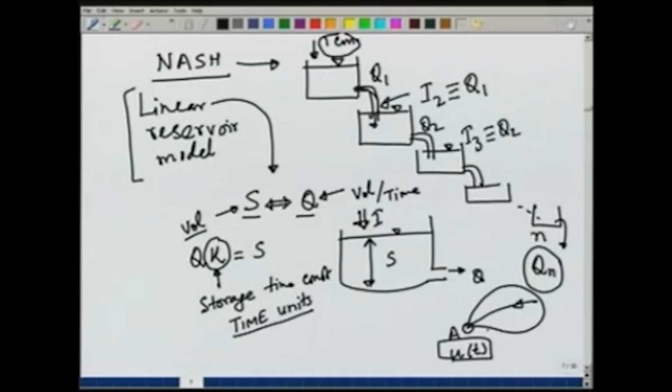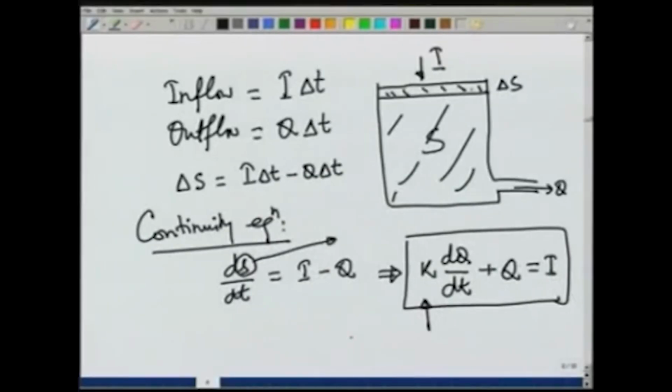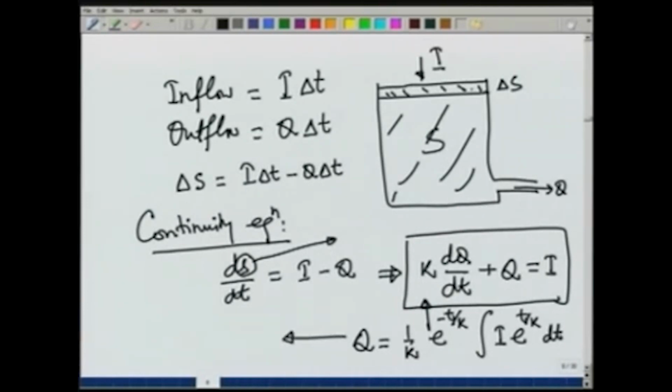So, this is the basic theory of the Nash conceptual model, and if we solve these differential equations, the solution can be written easily in terms of I and K. So, let us look at this solution of this equation for the first reservoir, in which I is an instantaneous inflow at time t equal to 0. We have a rain which is 1 centimeter.